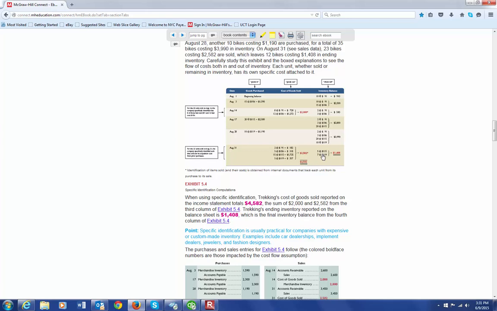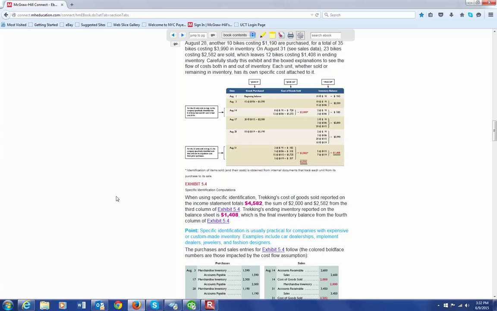And then the bikes that they have left, remember they have 12 bikes left in inventory, and they can also identify exactly which bikes those are. 5 of them that cost them $115, and 7 of them that had cost them $119. So the value of the bikes left in inventory at the end of the month is $1,408.